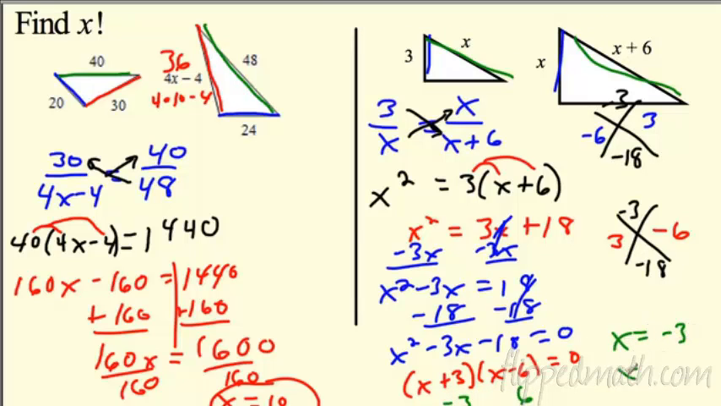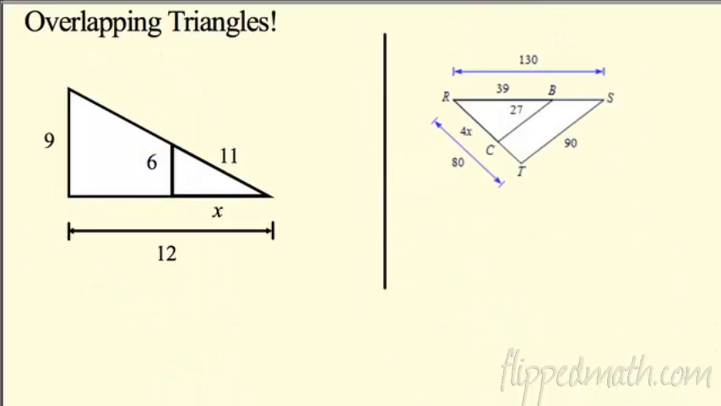So those are my two solutions. X could be negative 3. X could be 6. They both work. Plug them in. Excellent. Very good. Moving on. Overlapping triangle. So don't freak out here.